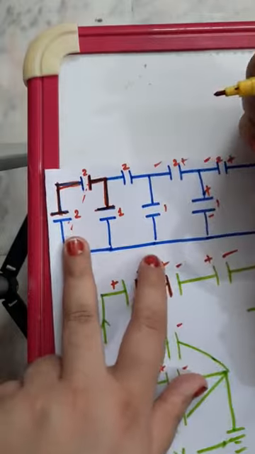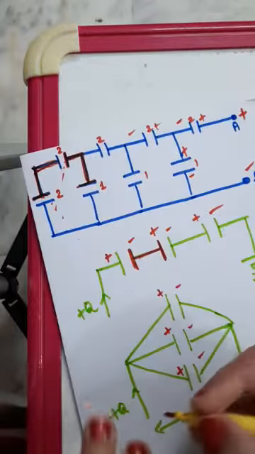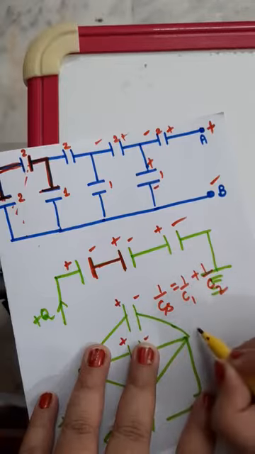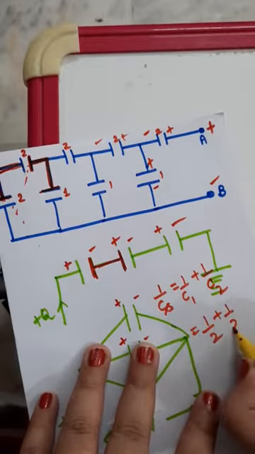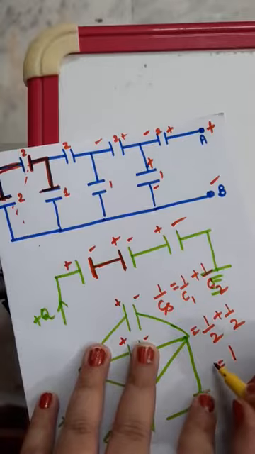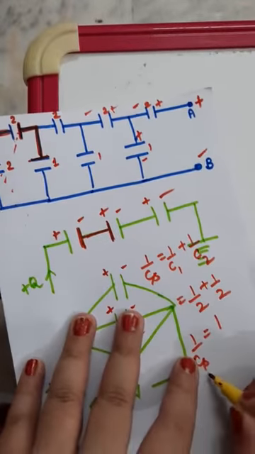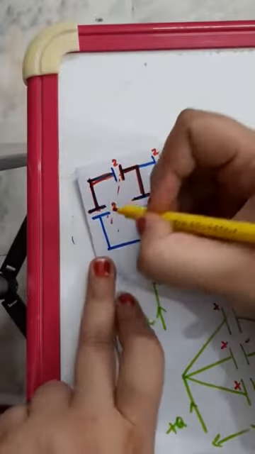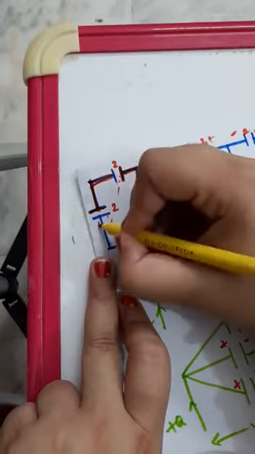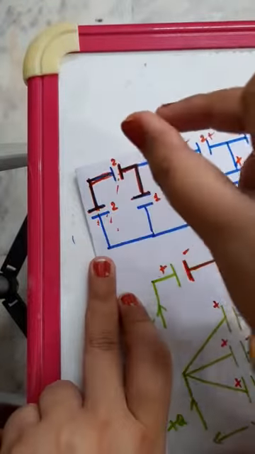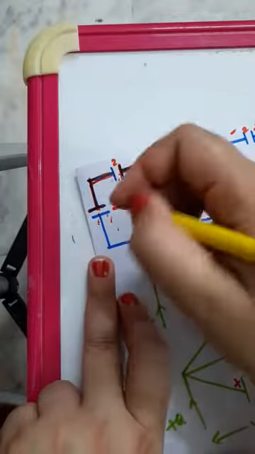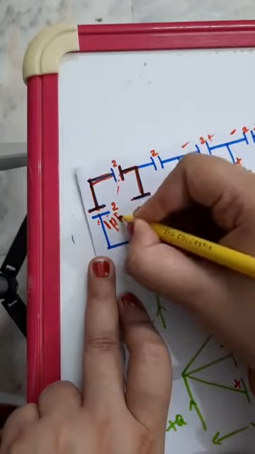When they are connected in a series combination, what is the capacitance? 1 by Cs is equal to 1 by C1 plus 1 by C2. It would be 1 by 2 plus 1 by 2, and it would be 1. This is the value of 1 by Cs, but eventually Cs would also be 1 microfarad. So when you see that these two capacitors are connected in series and you find the equivalent capacitance of these two capacitors, your answer will be 1 microfarad.